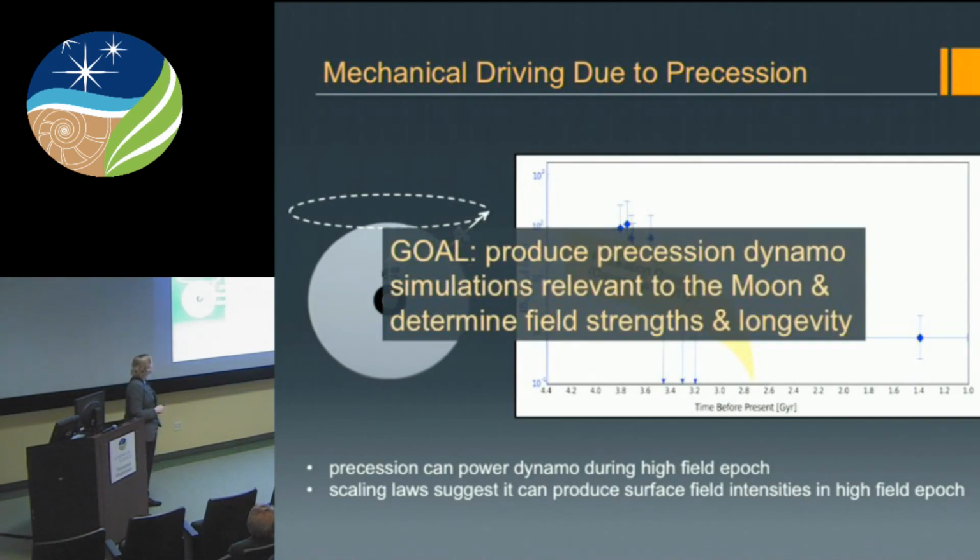So our goal was to try and produce precession dynamo simulations that were relevant to the moon and also be able to determine the field strengths and longevity. So we wanted to try and do this the hard way, or the right way. I will tell you right off the bat that the initial conclusion to this was we failed.